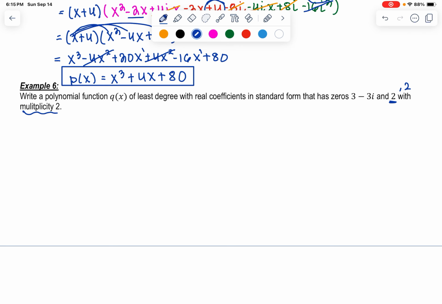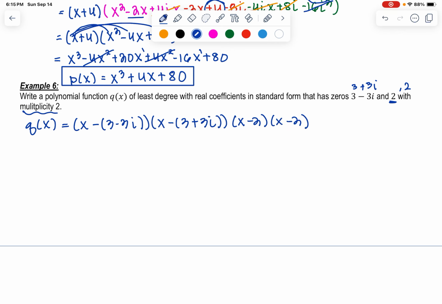So there's a 0 of 3 minus 3i, so that also means there's a 0 of 3 plus 3i. So I'm going to write my factors. This is q of x. So q of x equals x minus 3 minus 3i and x minus 3 plus 3i. And then we have x minus 2 and x minus 2. All right, I'm going to clean up these first two by distributing that negative.